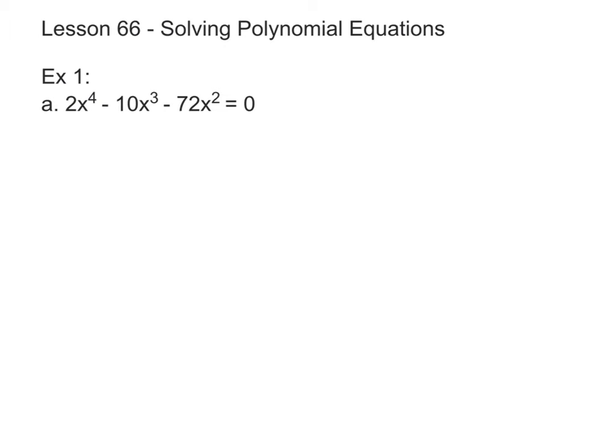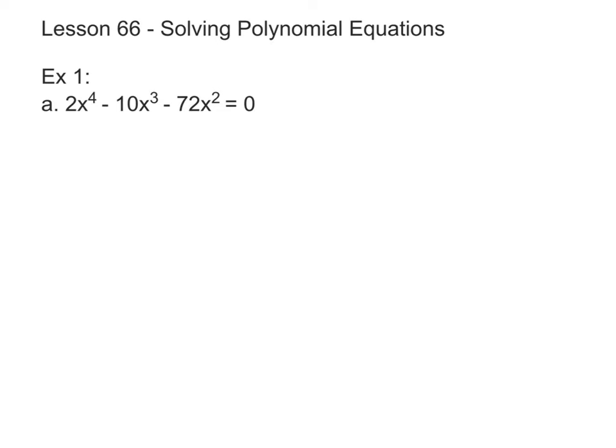Lesson 66, we're talking about solving polynomial equations. This is factoring just like we know how to do it. It's just going to be working with a little bit more advanced trinomials, maybe a few with 4 terms and some higher degrees. But at the end of the day, it's still the same process. It's everything that you know.